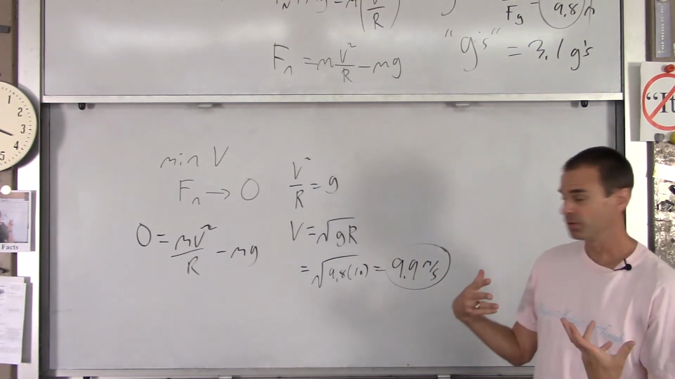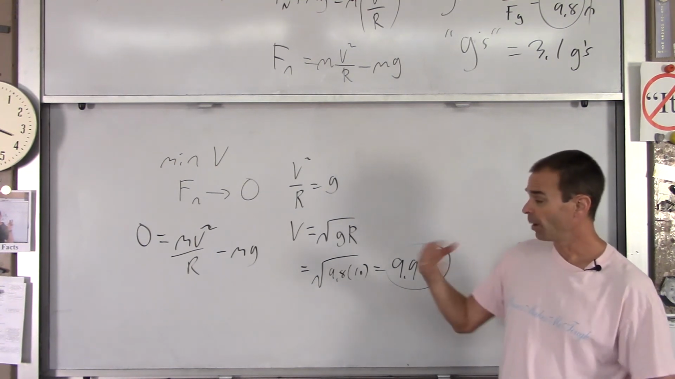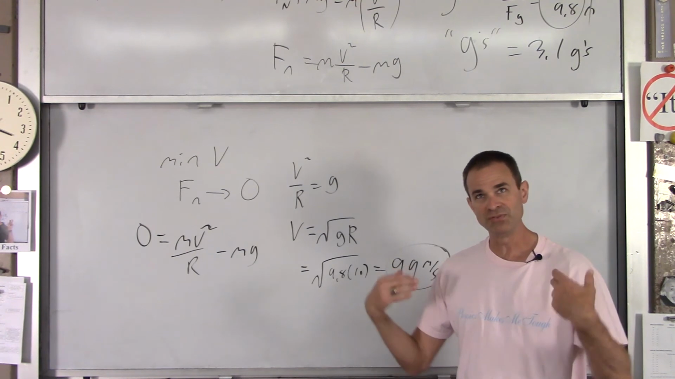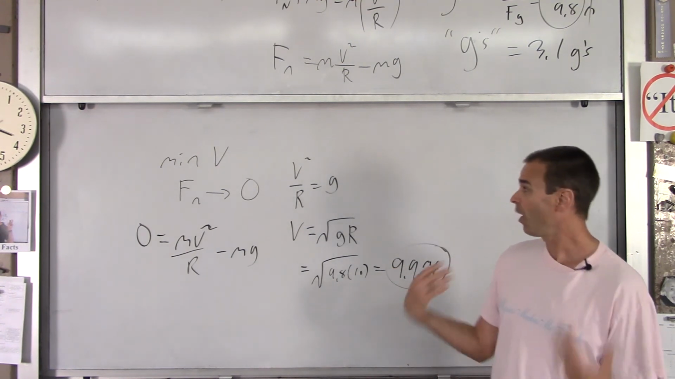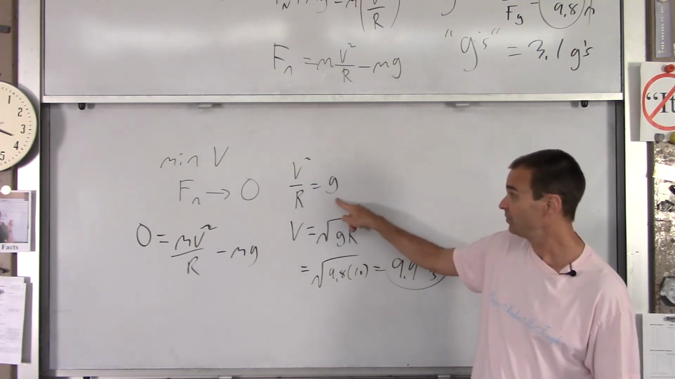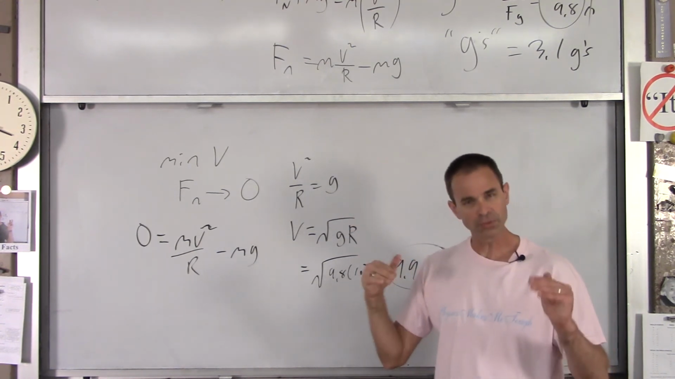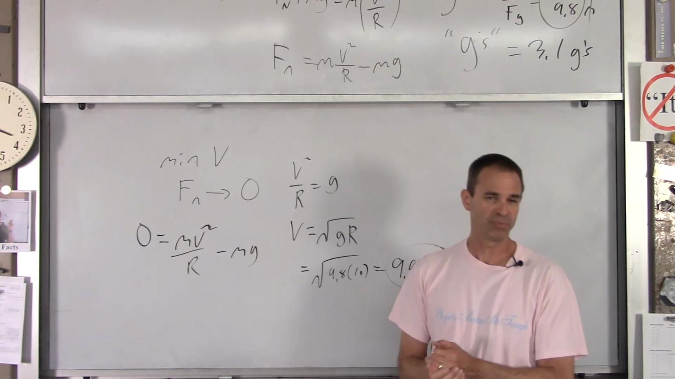Now, I will make one more note. Even though the amount of G's that you experience is 0 G's, meaning you feel 0 G's, you are accelerating. Your acceleration is equal to g. So you have 1 G of acceleration, but you feel 0 G's because there is 0 normal force acting on you.